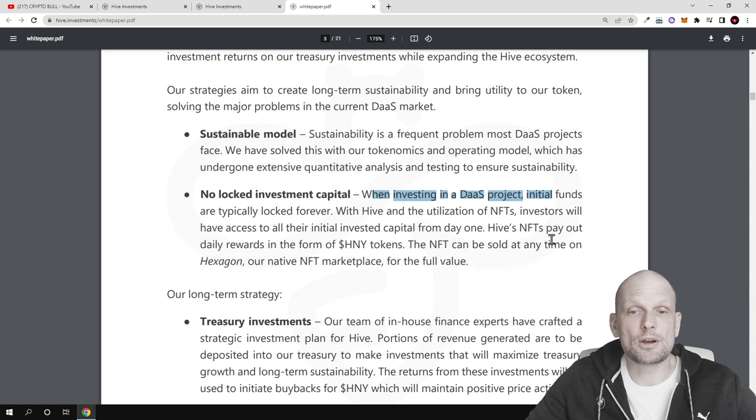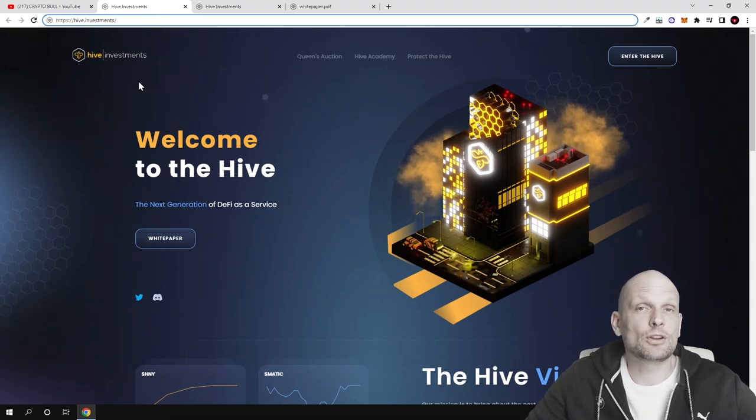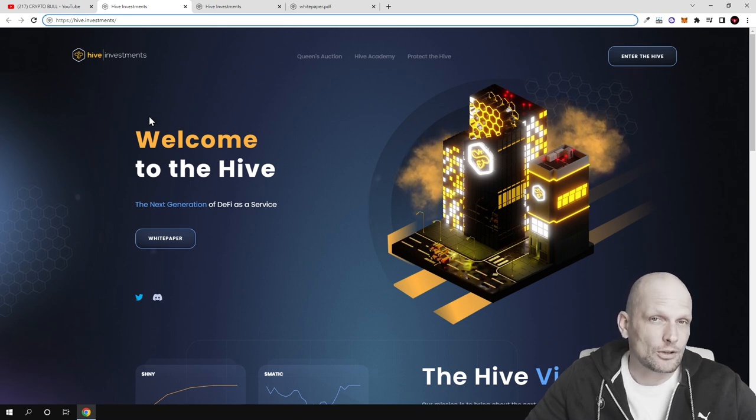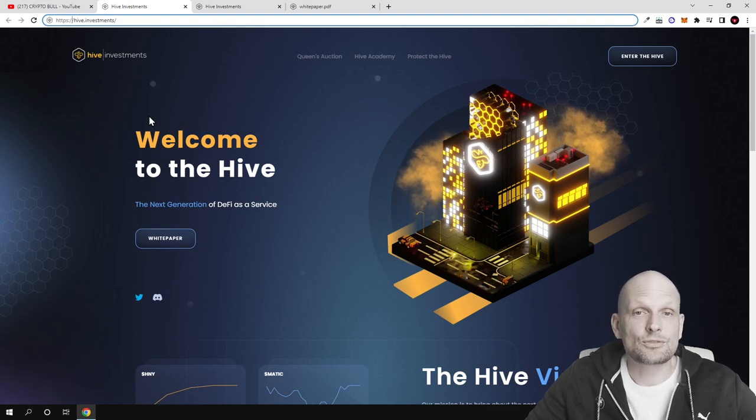Hive's NFTs pay out daily rewards in the form of tokens. So these are honey tokens, which we will get to as well in a second. And the NFTs can be sold at any time on Hexagon or our native NFT marketplace for the full value. And they have also built a dApp. That's another thing what I liked about this project, that this is not only some white paper and it doesn't sell only some NFTs, but they have actually built some dApp as well, where you can connect wallet, where you can buy these NFTs, and where you can already interact with this dApp.